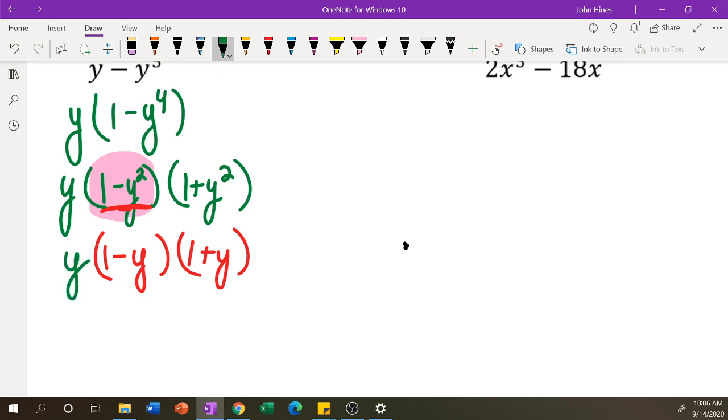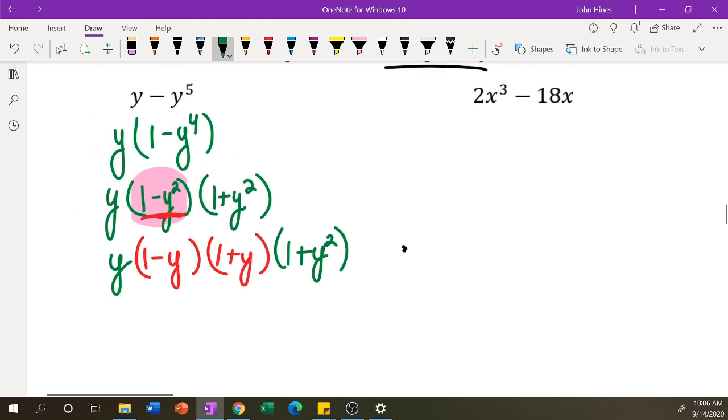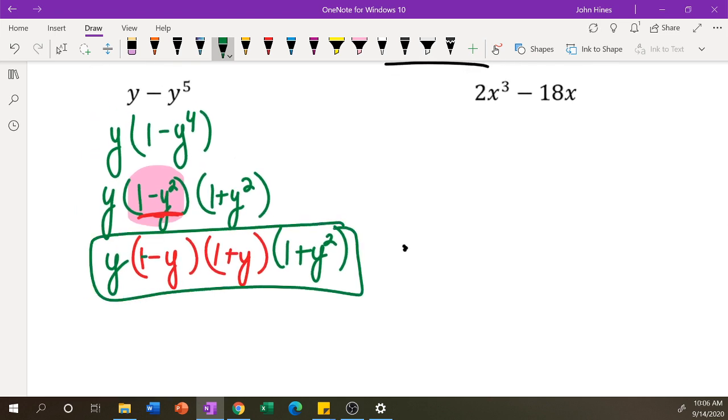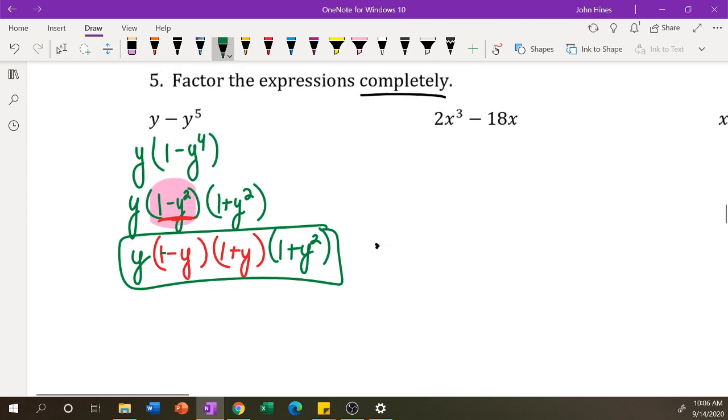Don't lose your GCF. And then we can't factor this thing as much as we want to because it has that sum, it has that plus sign there. We can't factor that 1 plus y squared. Not too bad. We can do that, right?